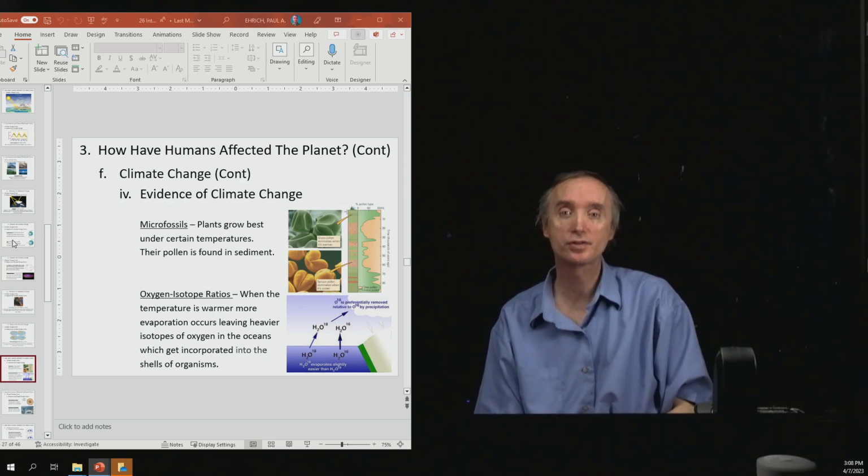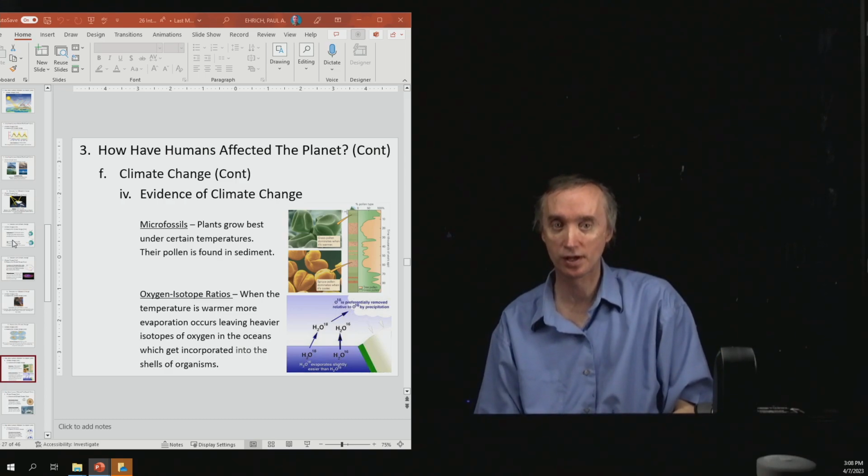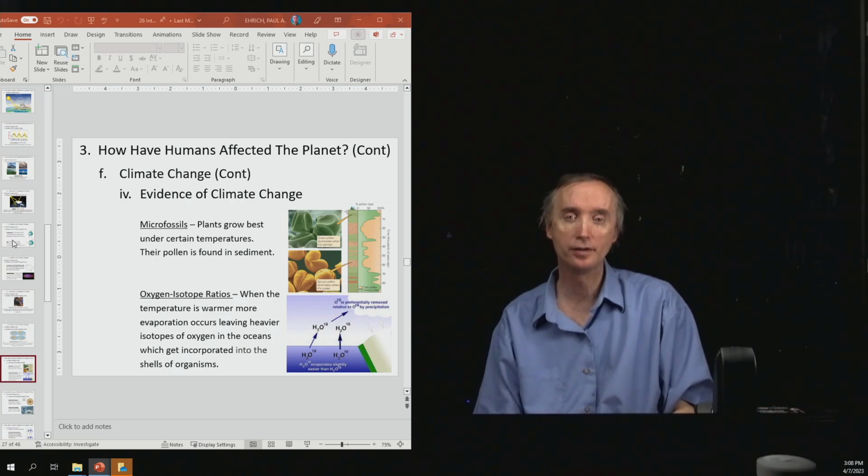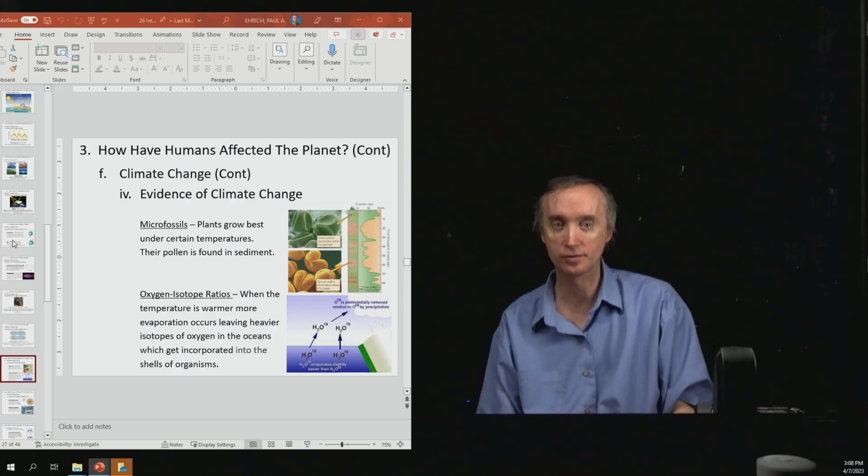Okay, so now let's talk about the evidence for climate change. How do we know that the climate of the Earth is getting warmer? Because that's what we think is happening. So one line of evidence is going to be microfossils.